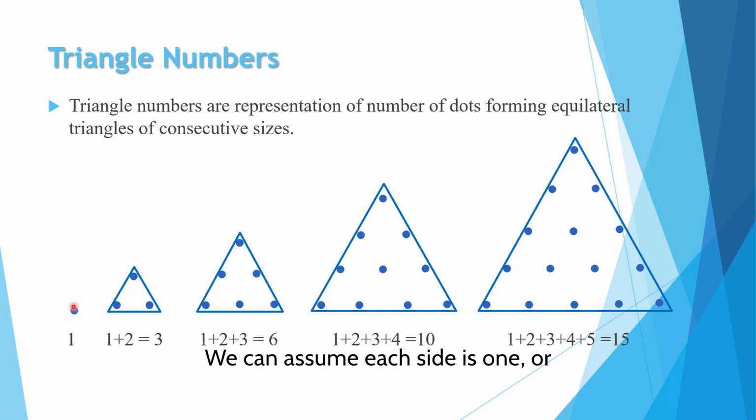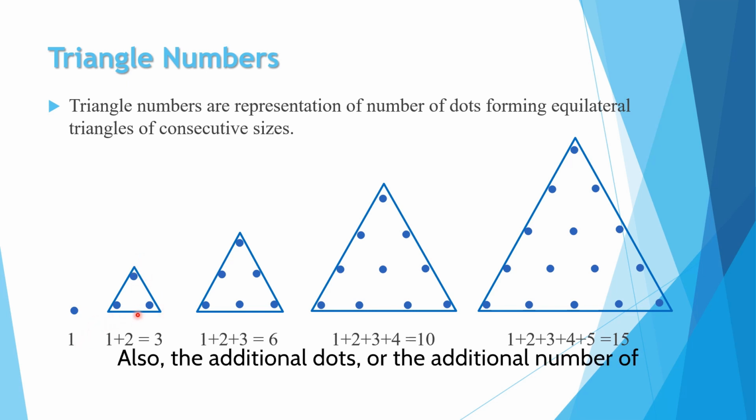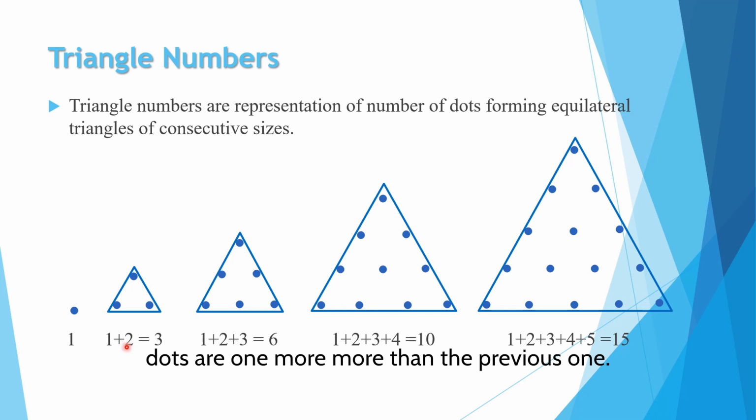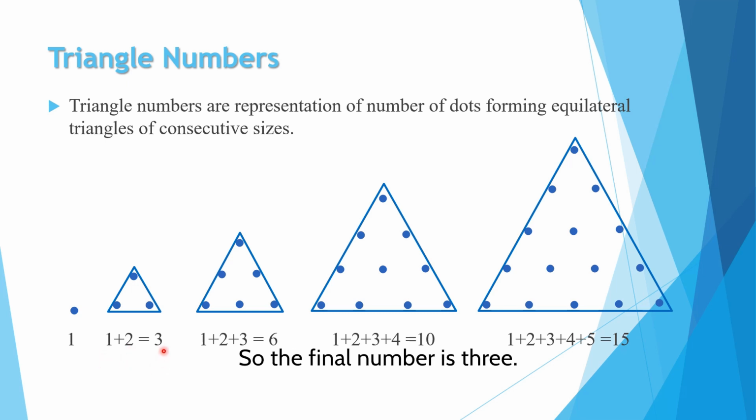We can assume each side is 1, but for the second item it would be 1 plus 2, because when we arrange the dots in this way, the three sides can be equal. Also, the additional number of dots is one more than the previous one. Before it was 1, now it is 1 plus 2, because 2 is 1 more than 1. So the final number is 3.